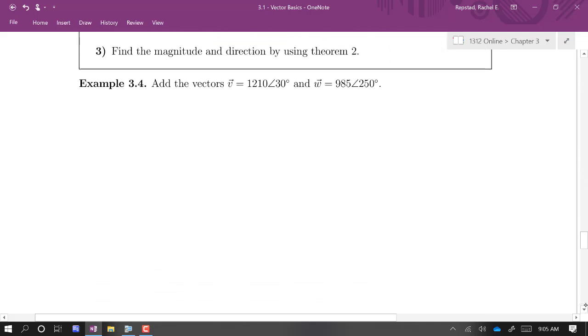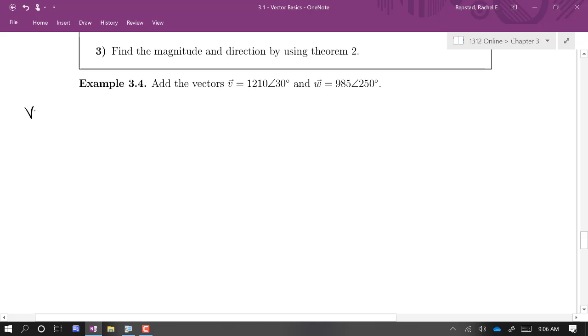All right, so let's do an example. We're going to add these two vectors. Vector v is a first quadrant vector at 30 degrees, with a magnitude of 1210. And vector w is a third quadrant vector at 250 degrees, magnitude 985.